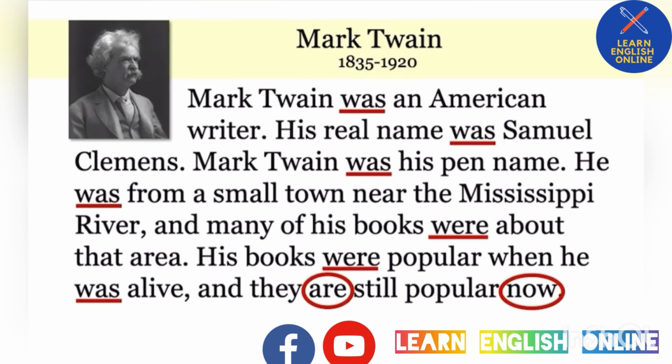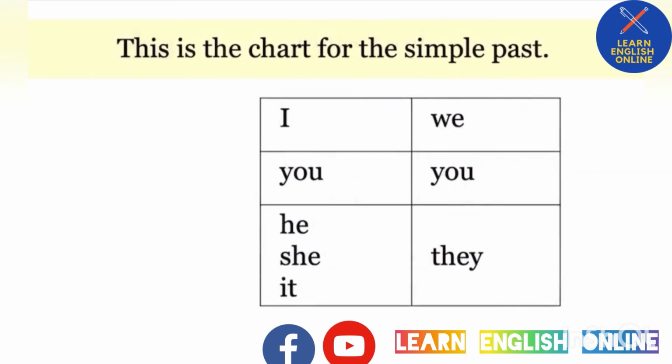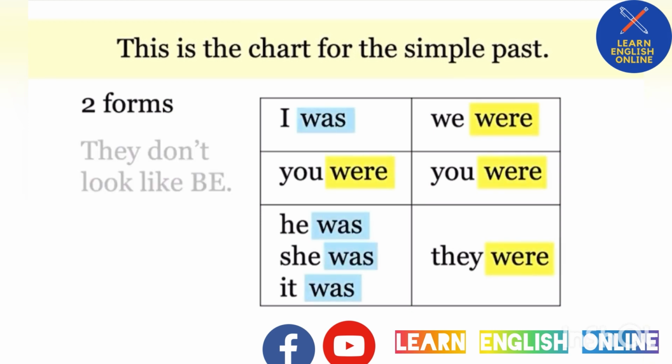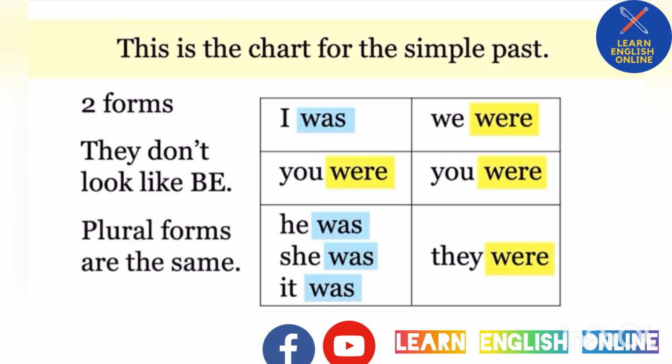Let's look at the verb chart for be in the past. This is the chart for the simple past form of be. I was, you were, he was, she was, it was, we were, you were, and they were. Notice there are two forms, was and were. Notice that they don't look like be. Again, be is always a little different. And the plural forms are all the same, were.